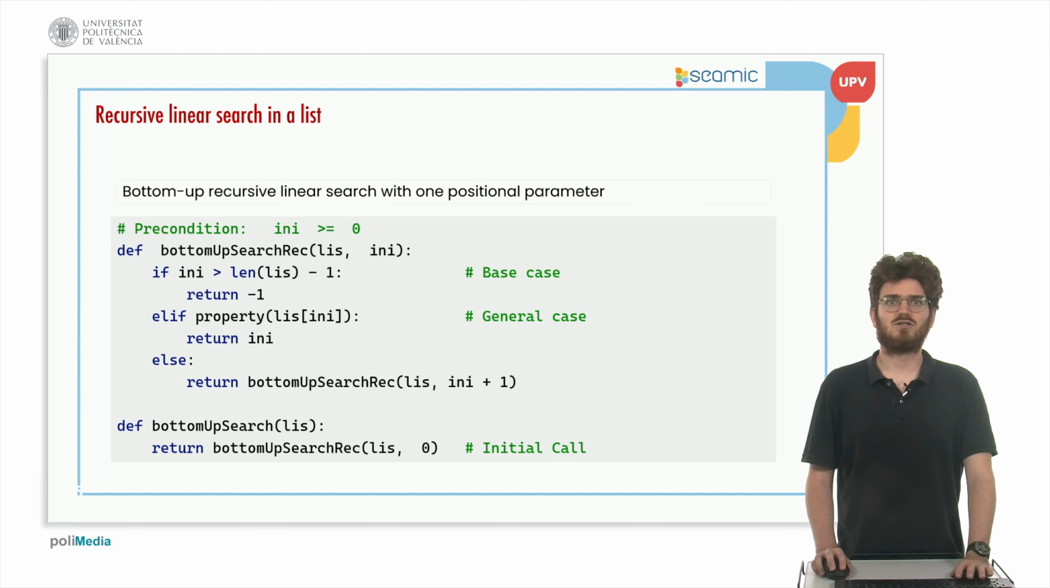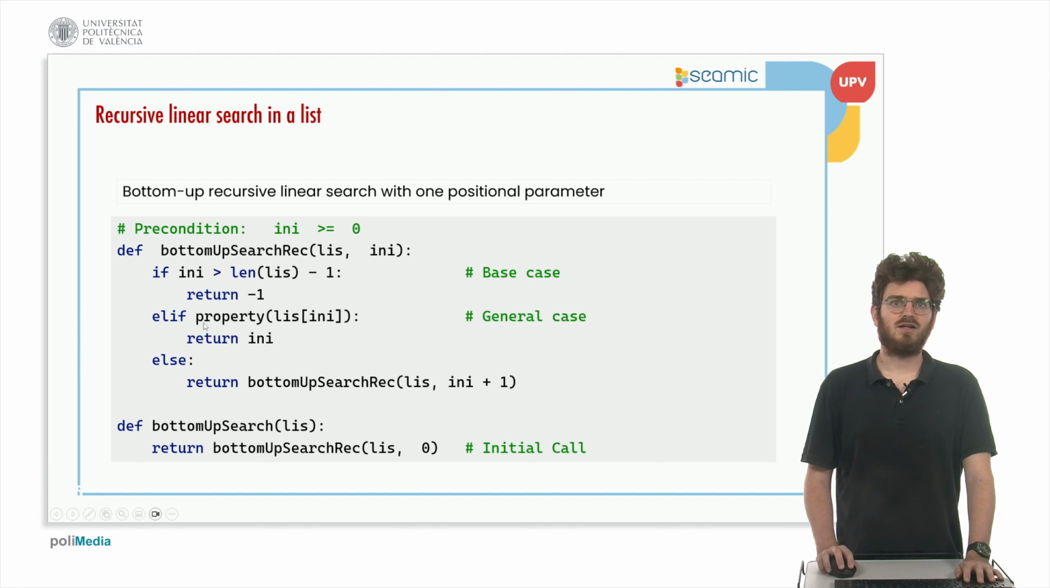So let's look at a general pattern for implementing these recursive algorithms. If we choose a bottom-up approach with a single parameter, remember that we use this parameter to avoid chopping the list every time and to have a more efficient implementation. Remember that we already had the base case, for example, of checking whether a position matches a property. And if the position is not found, we'll return -1 as a signal that it hasn't been found.